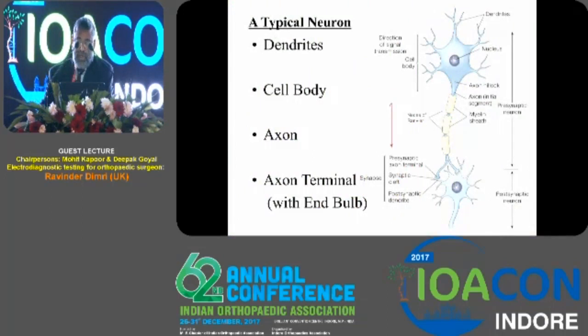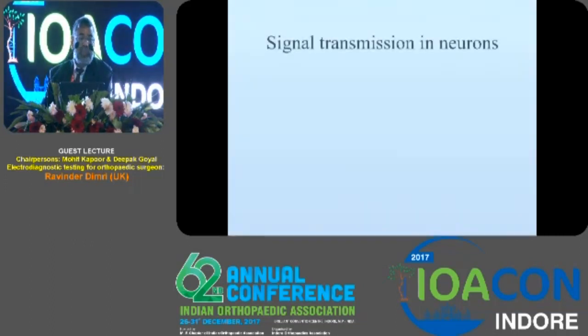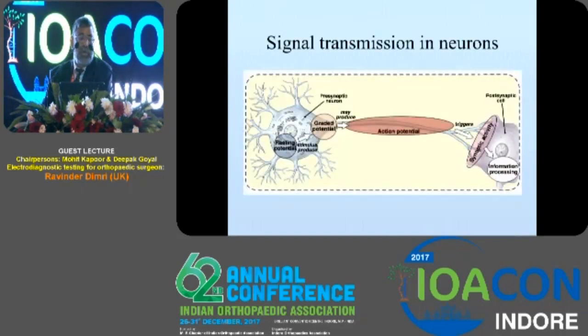A little bit about the neuron. Dendrites are responsible for incoming information, the cell body for integrating it, the axon for transmitting it, and a terminal releasing the neurotransmitter either to the neuromuscular junction or to the next nerve. How is the signal transmitted in a neuron? If you get any stimulus, chemical or mechanical, it first generates a graded potential. The graded potential can add or subtract, but once the action potential is triggered, it follows the all-or-none rule.